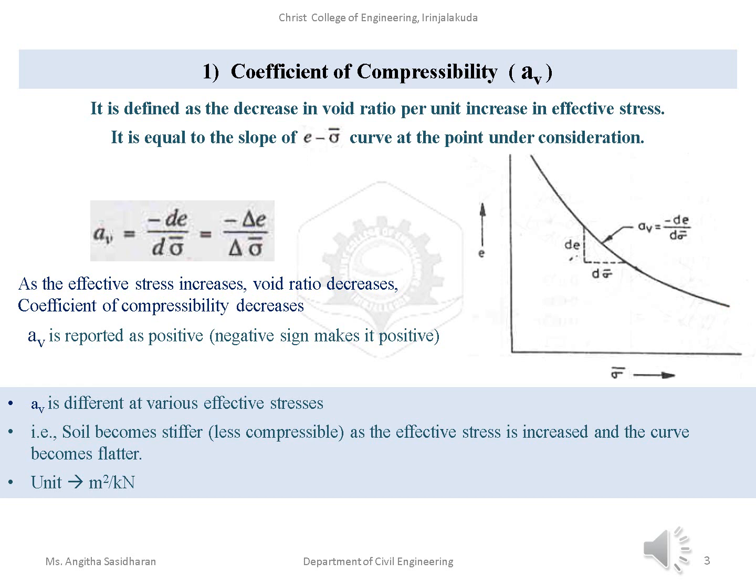If you observe a constant interval of sigma dash, say an interval of 10, then in the initial portion the change in void ratio, de, is high, whereas further along the curve the change in void ratio is less. So the ratio is getting smaller, and the coefficient of compressibility is less. The soil is becoming less compressible, or stiffer, as the effective stress increases and the curve gets flatter. The unit is usually represented in meter square per kilonewton.